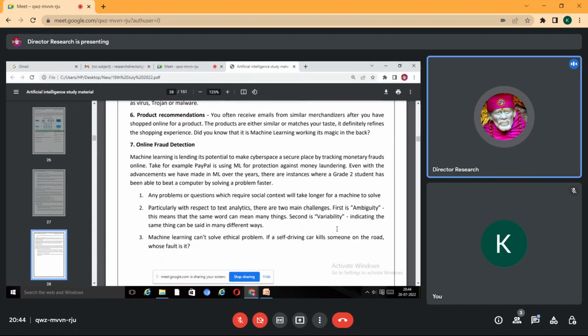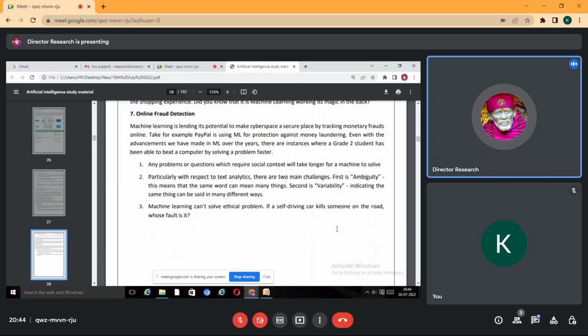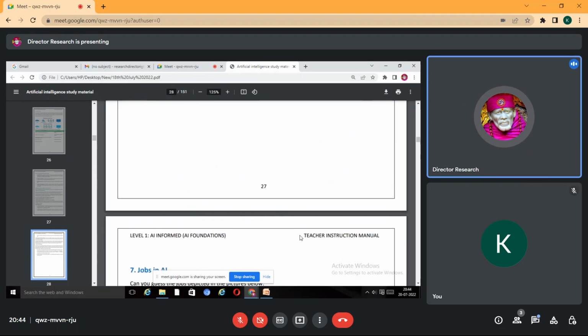Machine learning is lending potential to make cyberspace a secure place by tracking monetary frauds and online frauds. Any problems or questions which require social context take longer for a machine to solve. Machine learning cannot solve ethical problems. If a self-driving car kills someone on the road, whose fault is it? Ethical problems cannot be solved.